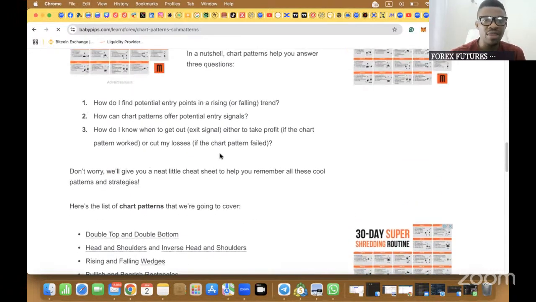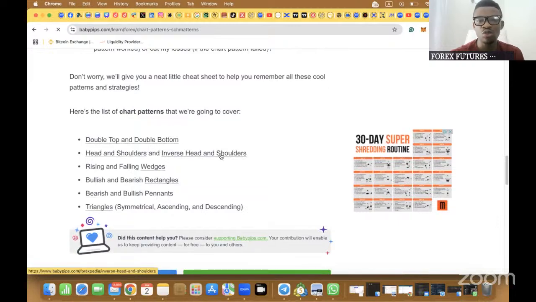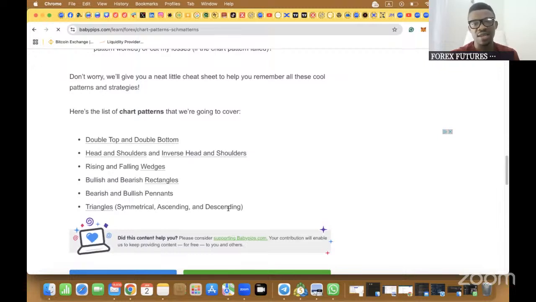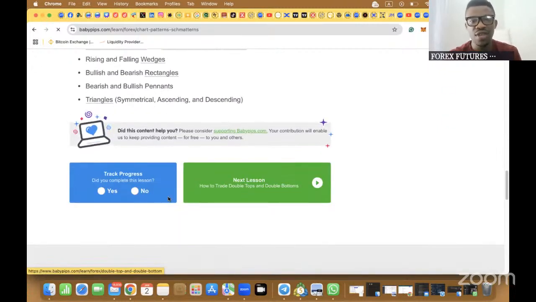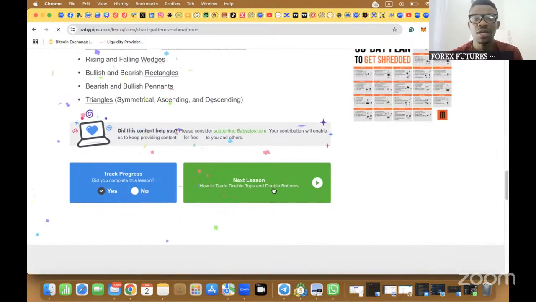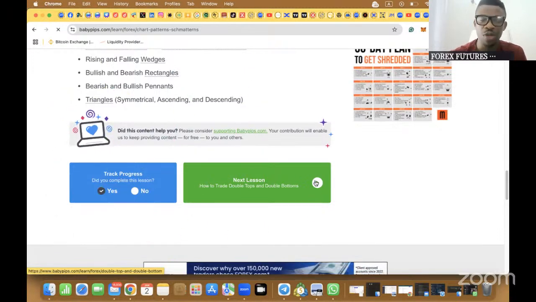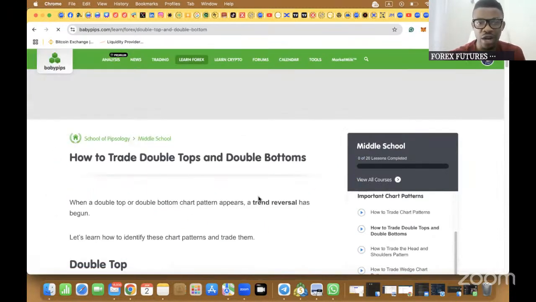There are so many things that you will get to know when we start talking about chart patterns. The list of chart patterns that we are going to cover: double top, double bottom, head and shoulders, inverse head and shoulders, rising and falling wedges, bullish and bearish rectangle, bearish and bullish pennant, triangle, symmetrical, ascending and descending triangle. These are the chart patterns we are going to be discussing very quickly before we go.